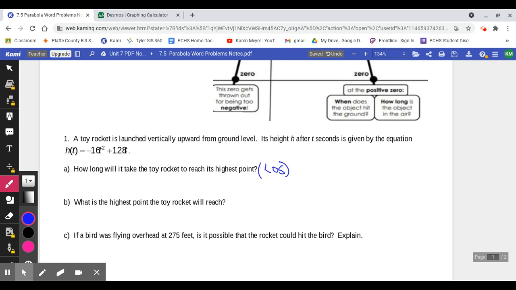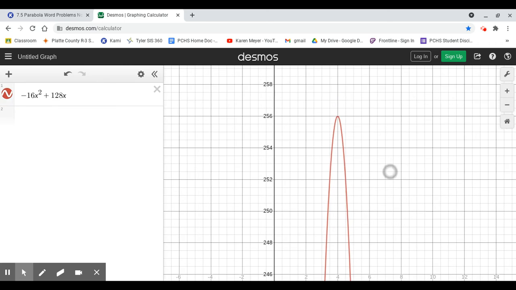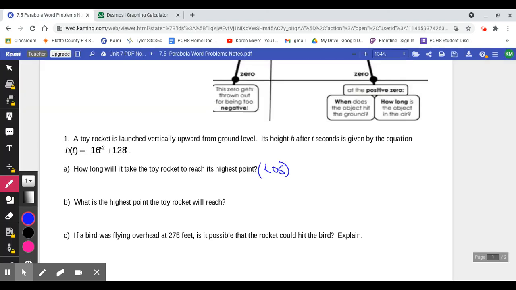So the hardest part is going to be reading the statement of what you're trying to do and then figuring out what does that mean to me. So how long does it take to get to the highest point is always the line of symmetry. And remember, the line of symmetry is the x value of the vertex. So here's my vertex, and the x value is 4. So it will take, t is in seconds, so it will take 4 seconds.